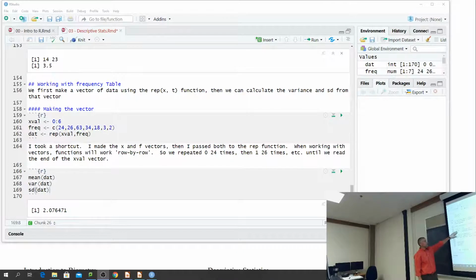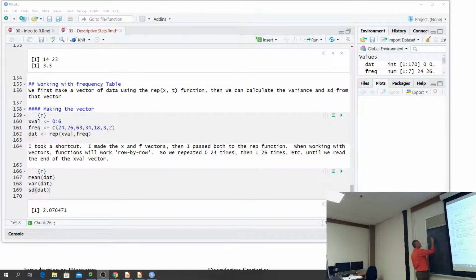But for the frequency vector, I made the regular vector, so I used the combine function c, then I've got my numbers. Now, what you can do is do a repeat function for every single value, or I took a shortcut, and this is what I did. I actually explained it. So we're going to use the rep function on a vector where we give it a times vector. All right, so we have our x's.